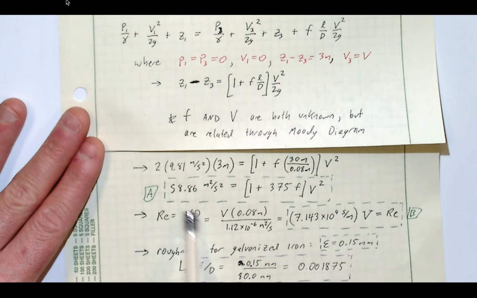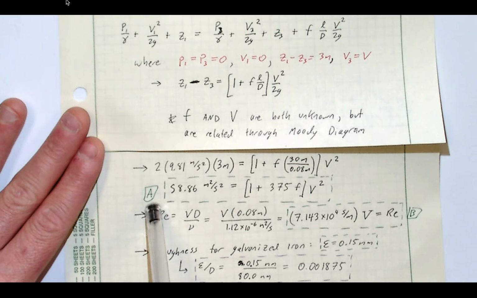We also know the form of the Reynolds number, which we need for the Moody diagram, but we still don't know what V is. So we can plug in the diameter and the kinematic viscosity and get a relationship for the Reynolds number in terms of the velocity, but we don't know what the Reynolds number is exactly.